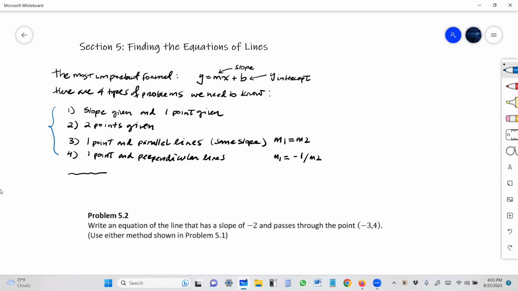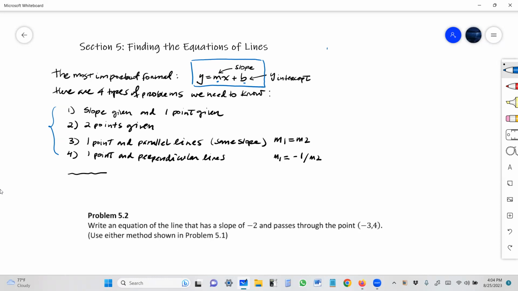And all of these 4 types of problems are going to be solved using this equation right here, which is y equals mx plus b. We call it the slope-intercept form. The reason for that is the m here that you see represents the slope, and the b, the y-intercept. Y-intercept being the location on the line where it crosses the y-axis.